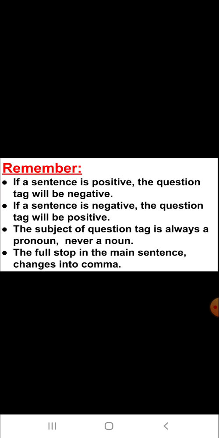So these are the four things, children, that you have to remember while you are doing the question tag or tag questions.